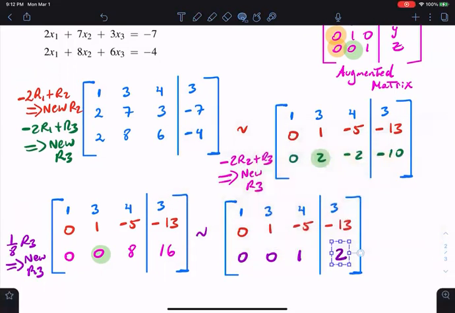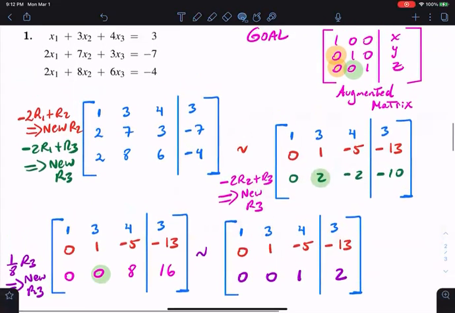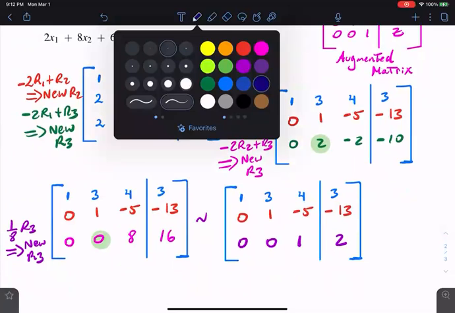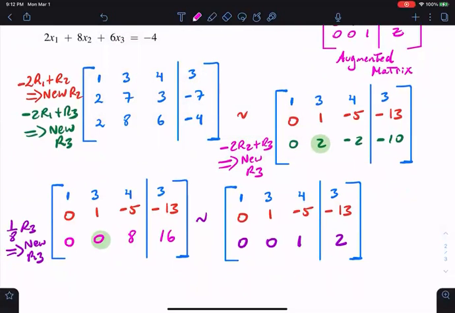Okay. Now, as you can see, I have my elements. My last row, I have 0, 0, and 1, right? So now this is in row echelon form, just in case you're still confused with the vocabulary. So this is row echelon form. Yes? So now I have everything in row echelon form.